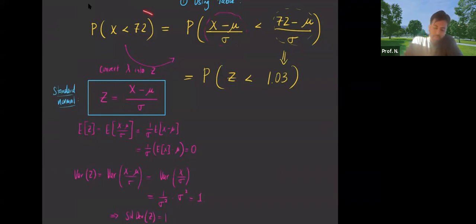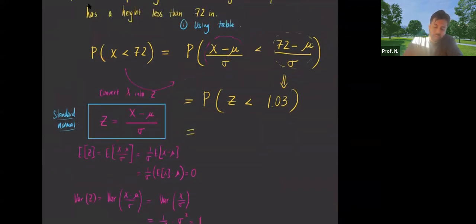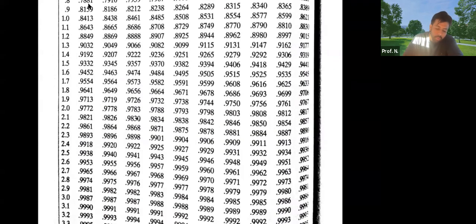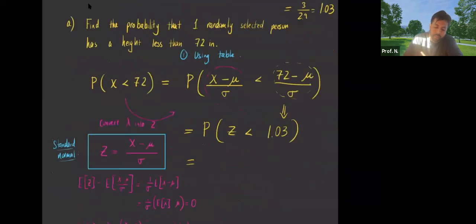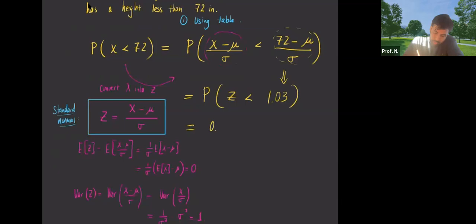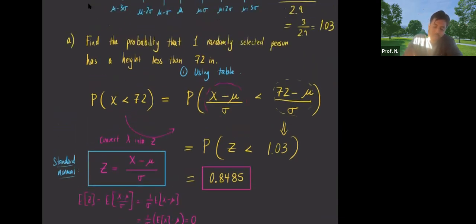And now this problem here is reformulated to this problem here, and we know how to use the table for that, right? We go to our table and we want to find the area to the left of 1.03. So 1.03, so we got 1.0 here and 0.03. So it's 0.8485. Okay, so that's the answer. That's my probability. I found it. The probability that the one randomly selected person has a height less than 72 inches is 0.8485.